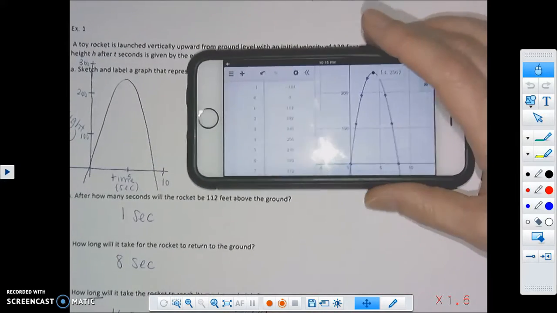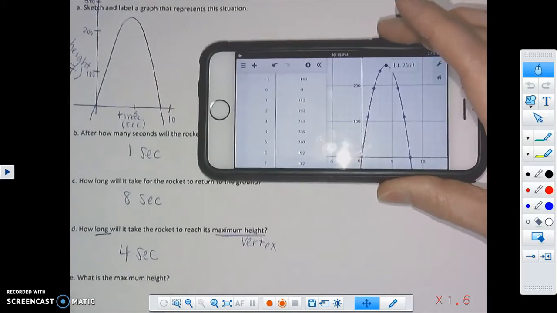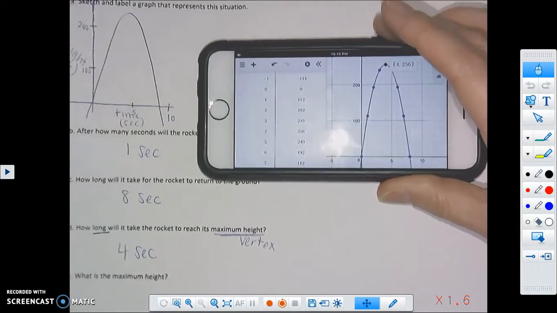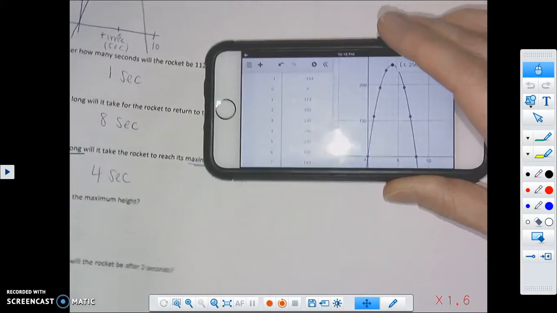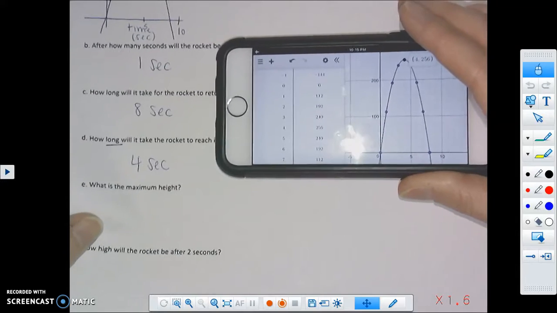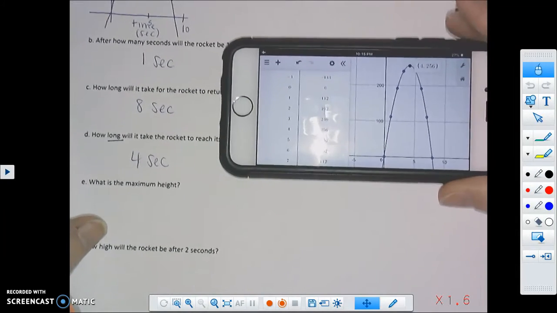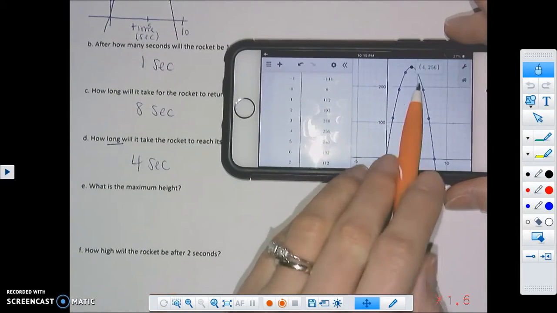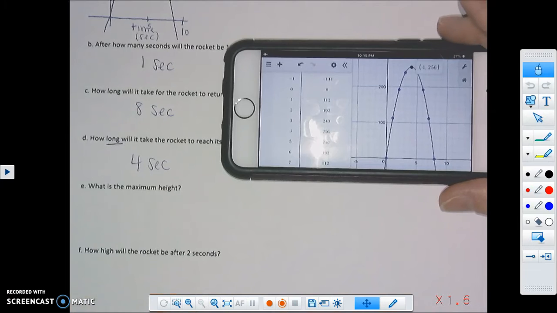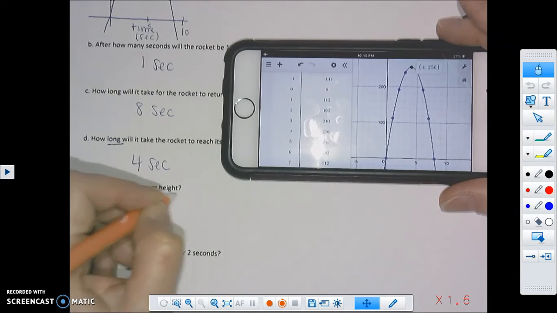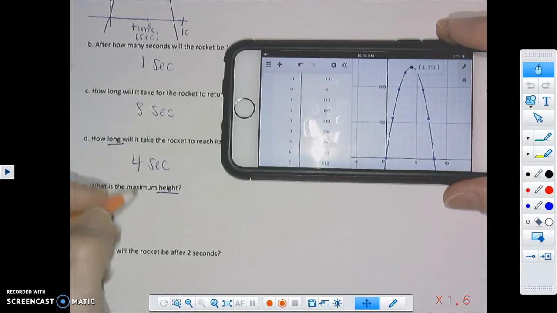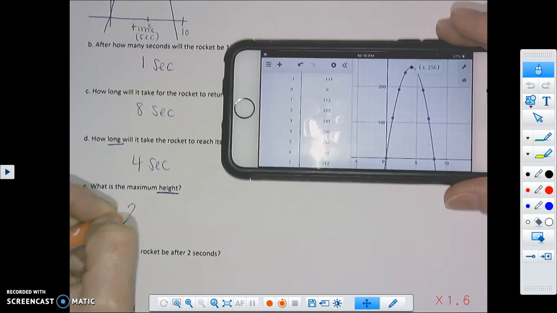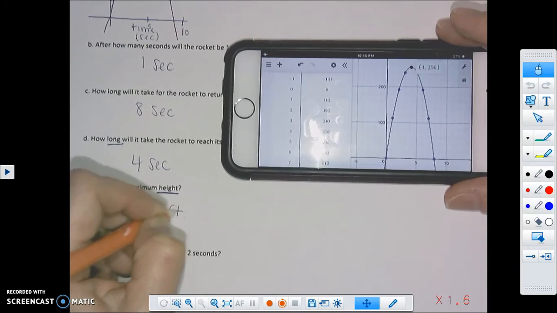The next part down here. It says, what is the maximum height? That's where we're going to be looking at that y coordinate of the vertex. Maximum height is talking about the y coordinate, and so that is going to be 256 feet.